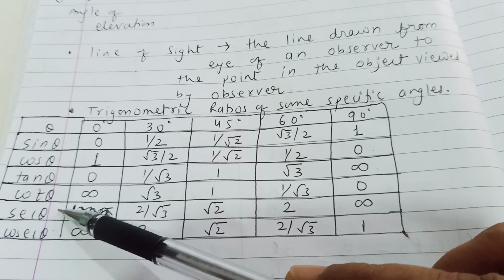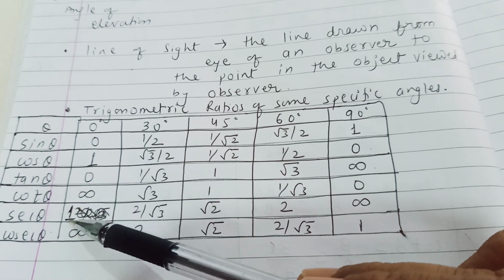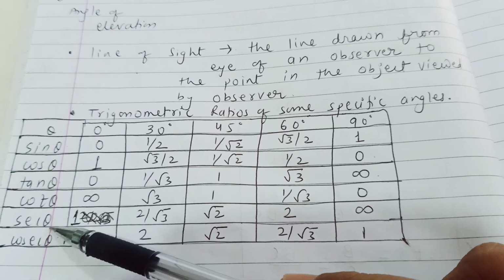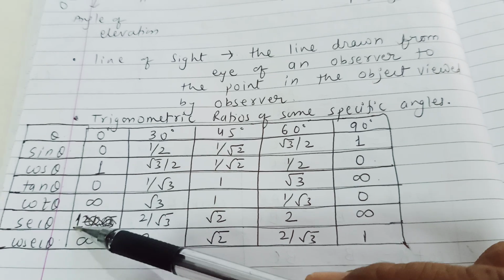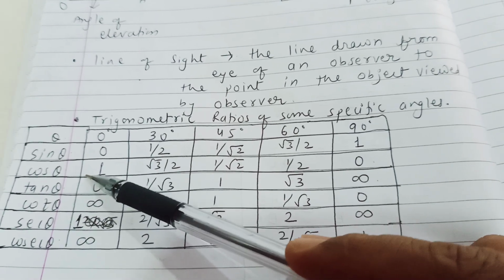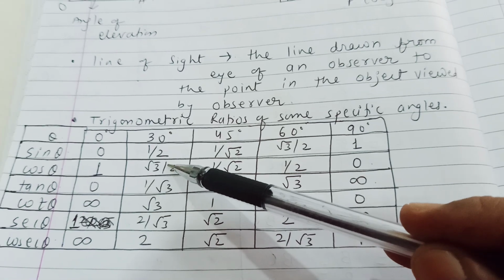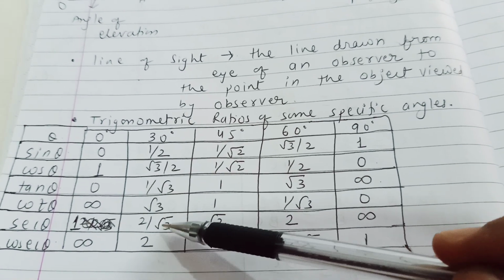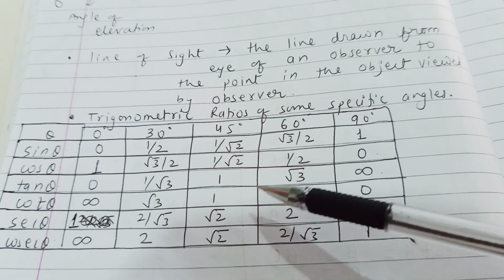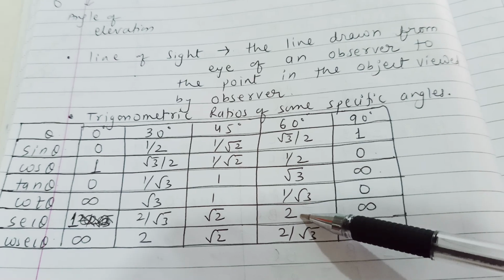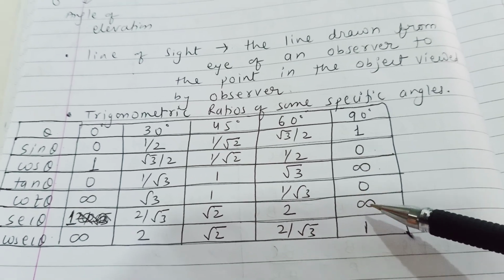And sec theta is the reciprocal of cos, meaning sec theta is equal to 1 upon cos theta. So for cos 1, there will also be 1. Root 3 by 2 is going to be 2 by root 3. 1 by root 2 is root 2. 1 by 2 is 2. And for 0, there will be infinite.